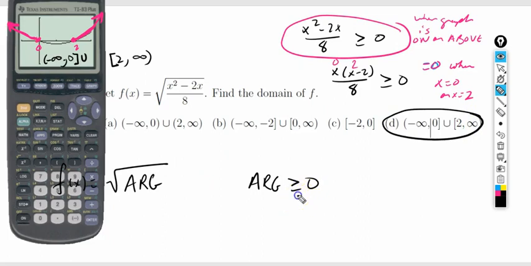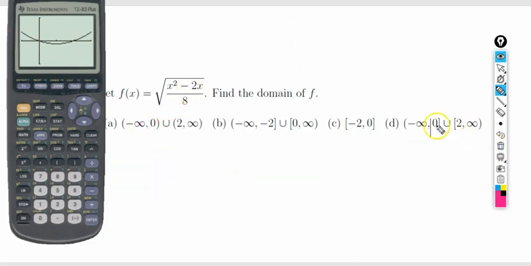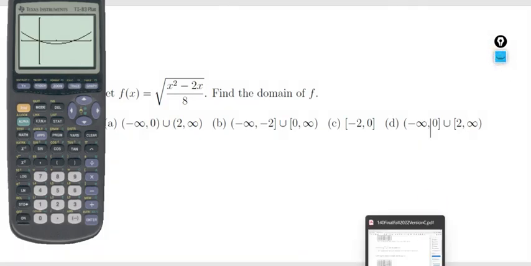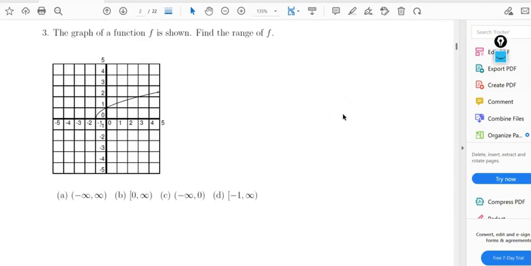Okay, so notice that in the bogus one, 0 and 2 are not included. And that's not true for this case. The argument is greater than or equal to 0. So it's D for that one. Now let's go back to the file.